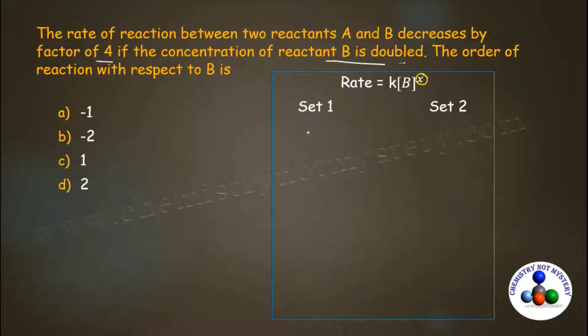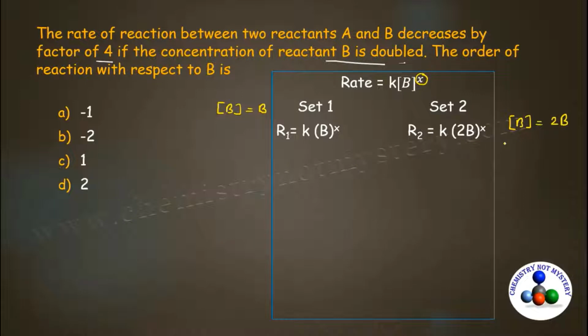For set 1, the concentration of B, if we take it as B, so you will get R1 will be equal to rate constant multiplied by B raised to the power x. As it is given in the question, the concentration of B is doubled. That means concentration of B, we can take it as 2B. So now place the value of concentration of B for set 2. So here you will get R2 will be equal to rate constant multiplied by 2B raised to the power x.